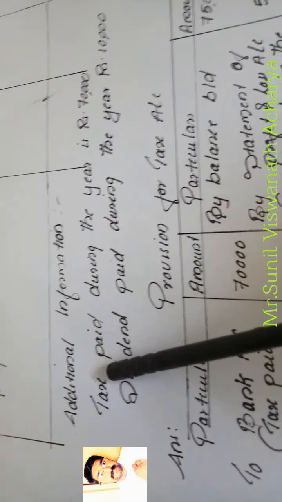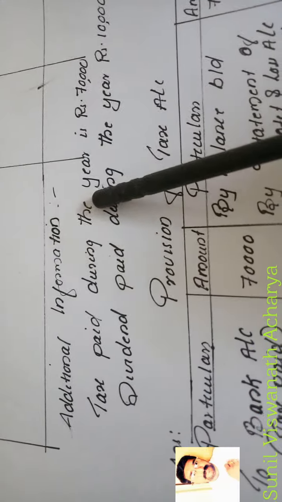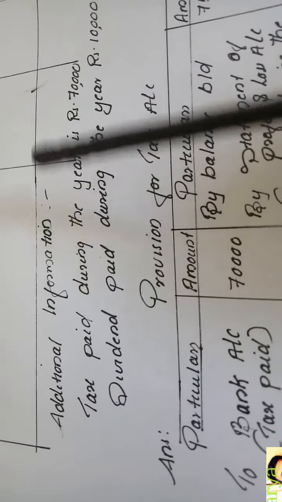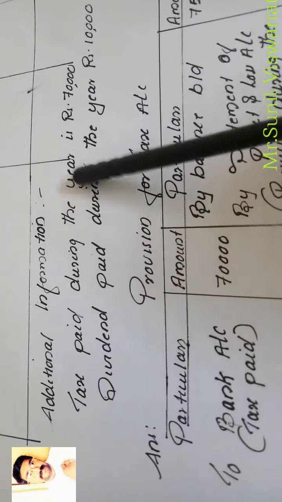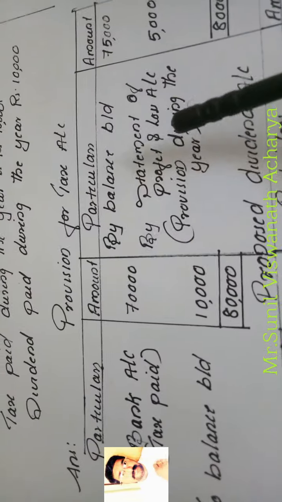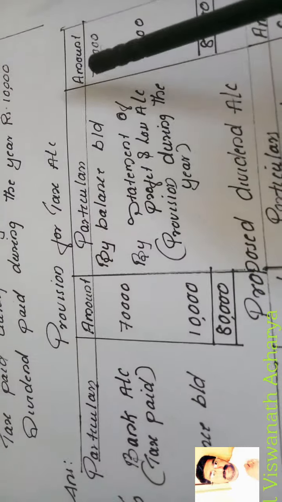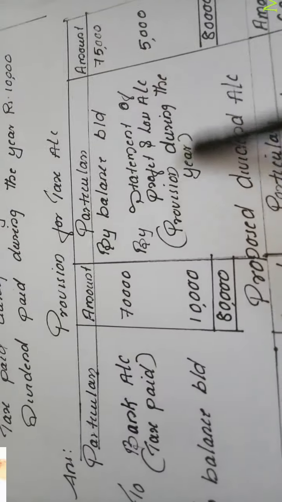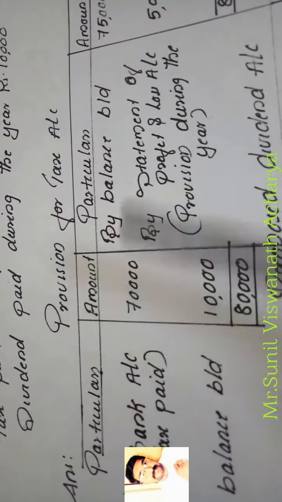Okay, so in which situation do you have to prepare this? In additional information, tax paid, or sometimes provision for tax during the year, is given. Suppose provision for tax during the year is given in the question. Then here you will write provision for tax, and the total balance will come on this side as tax paid. So you can find out the missing item.